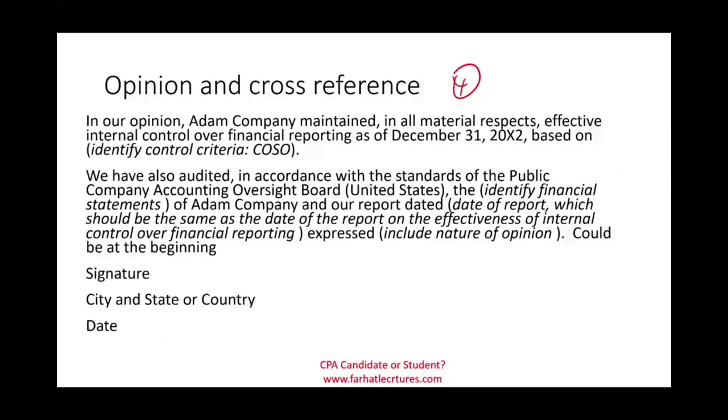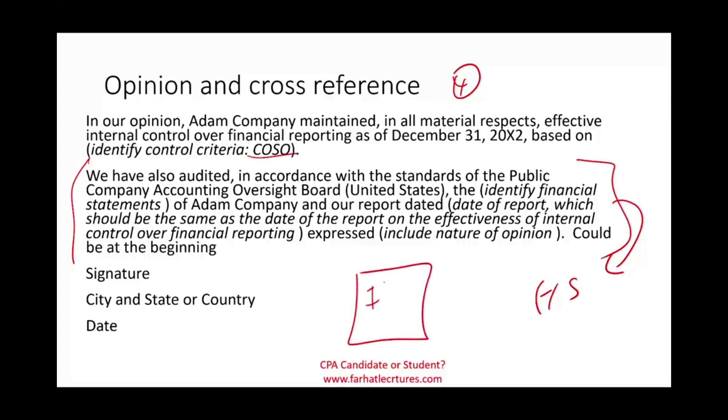Then at the end, we will have our opinion. Adam Company maintained, in all material respects, effective internal control based on the identified control criteria. We assume COSO. Then we have a reference to what? To the financial statement audit, because remember, this is a separate report. This report is only internal control over financial reporting. Therefore, we have to mention that we also have a report for the audit of financial statements. We sign, city or state or country, whatever we are doing, and we date.